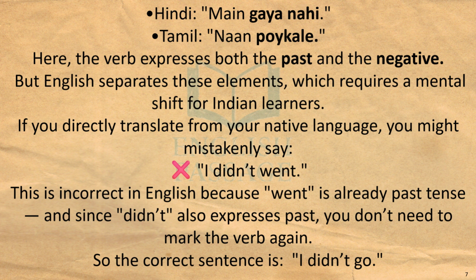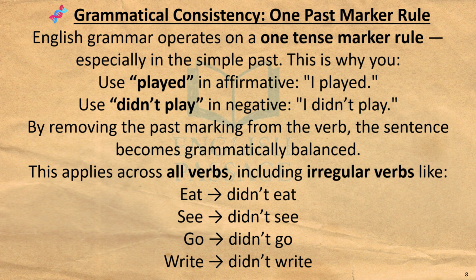If you directly translate from your native language, you might mistakenly say, I didn't went. This is incorrect in English because went is already past tense. And since didn't also expresses past, you don't need to mark the verb again. So the correct sentence is, I didn't go. Grammatical consistency. One past marker rule.